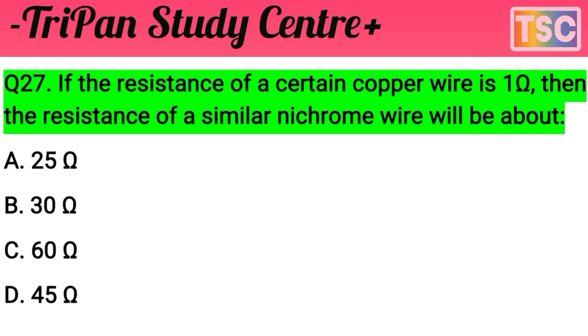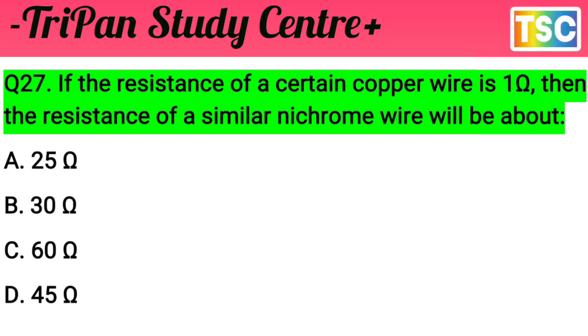Why 60 ohm? If the copper wire is 1 ohm, then a nichrome wire will be about 60 ohm. The reason is that the resistivity of nichrome is about 60 times more than the resistivity of copper. Copper is 1 ohm and nichrome has 60 times the resistivity of copper wire. It means 60 ohm is the right answer.